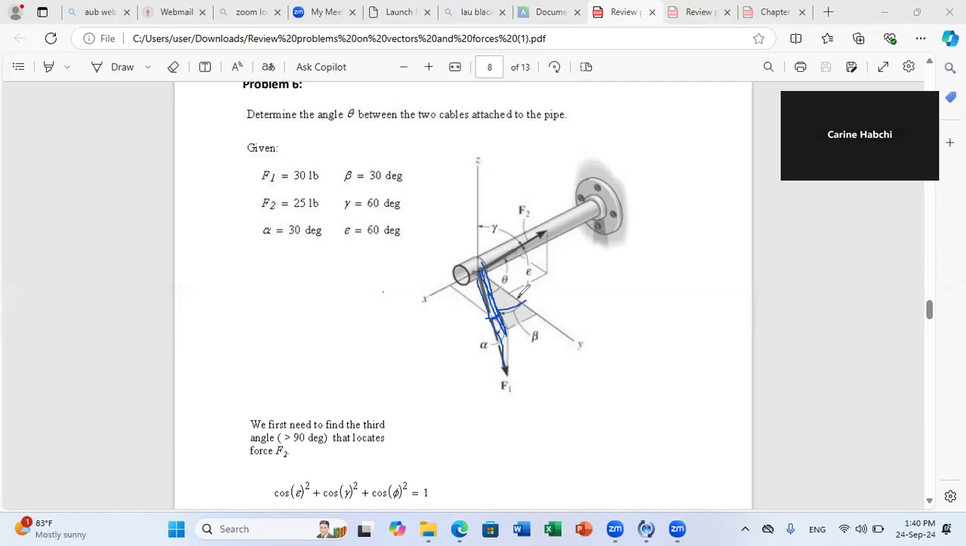I can give you a force F3 now, and I can ask you, for example, what should be the magnitude of F3 for equilibrium.